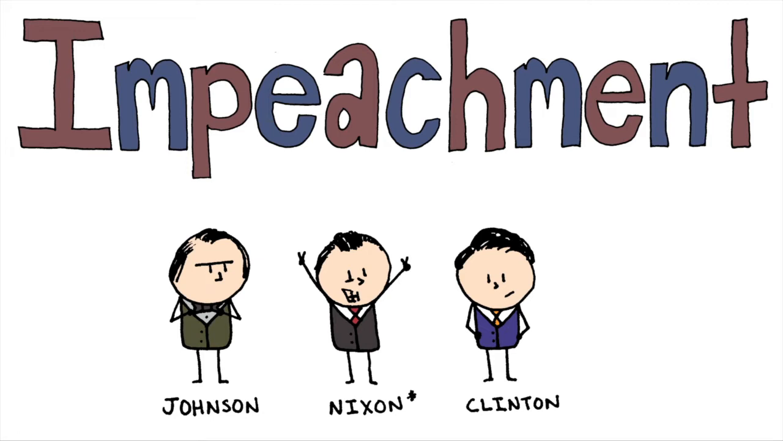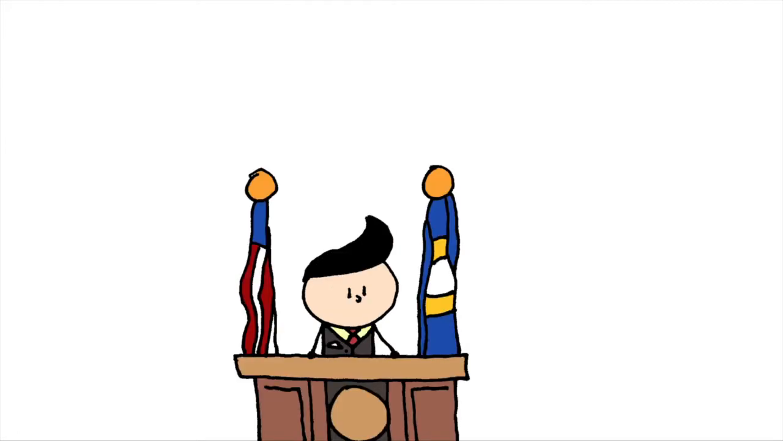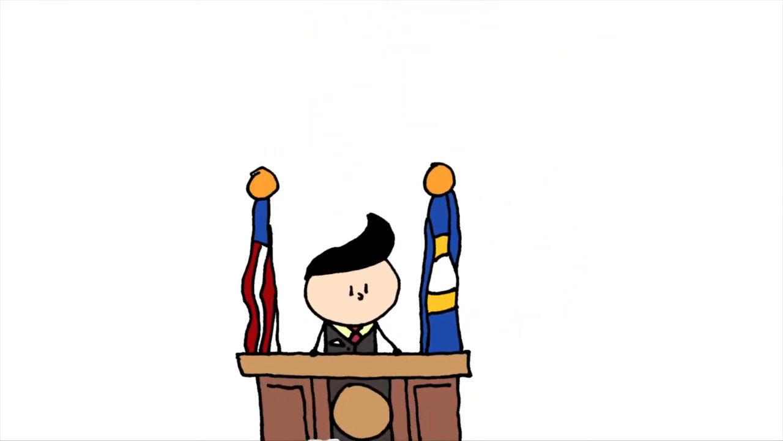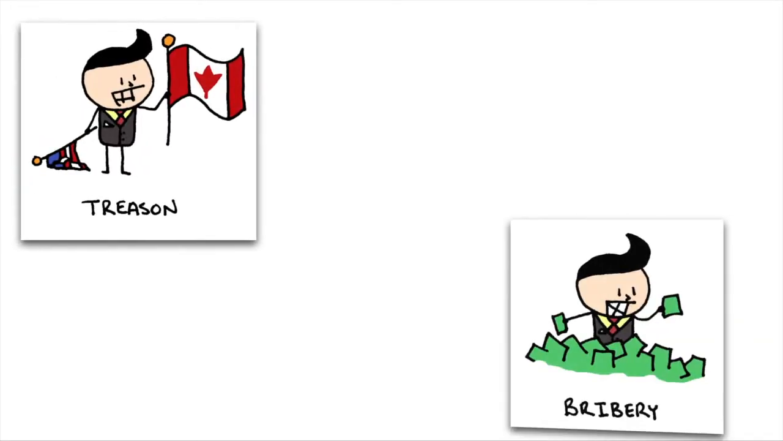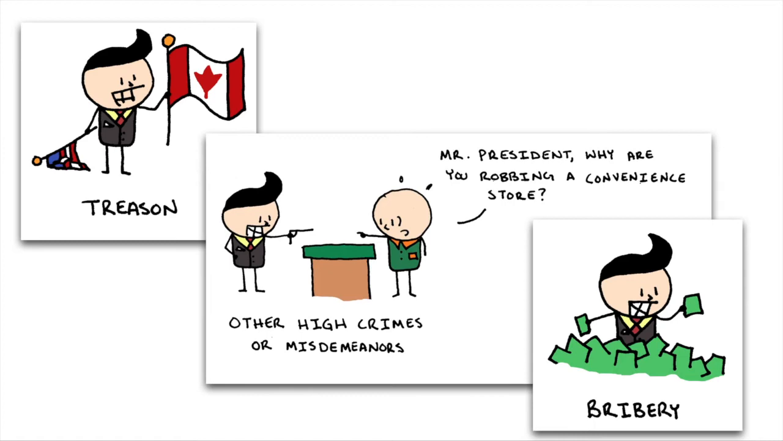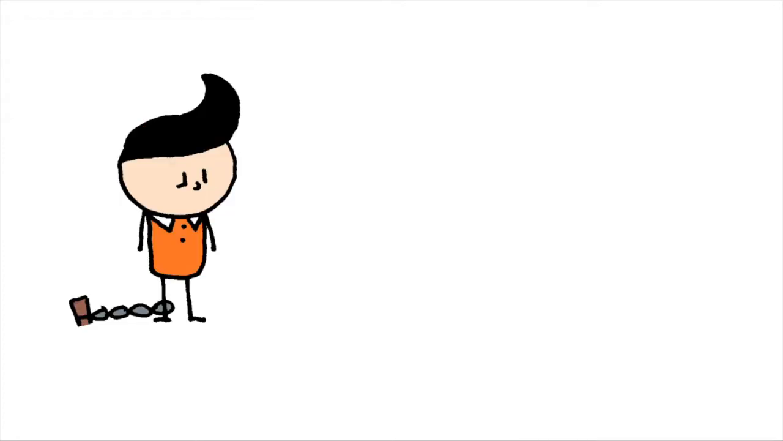Now, let's begin with getting some terminology straight. Impeachment isn't removal from office. Rather, it's the process that may eventually lead to removal from office. This process begins very simply when the President of the United States is alleged to have committed treason, bribery, or other high crimes or misdemeanors. The President doesn't actually need to be convicted of anything.